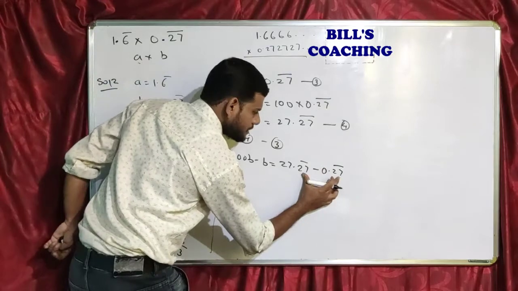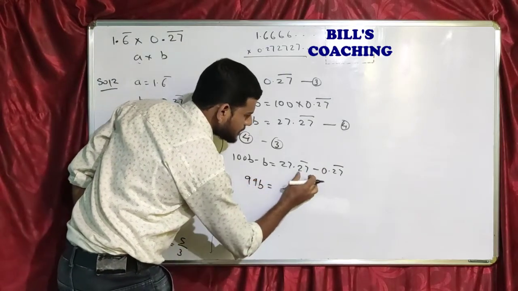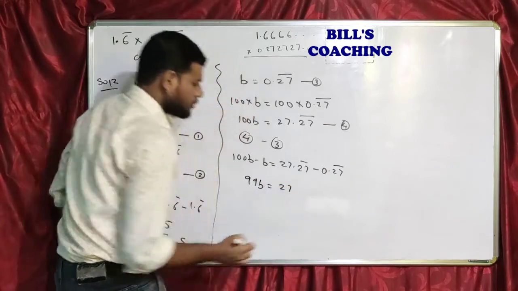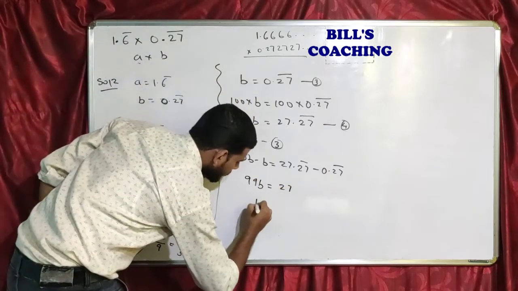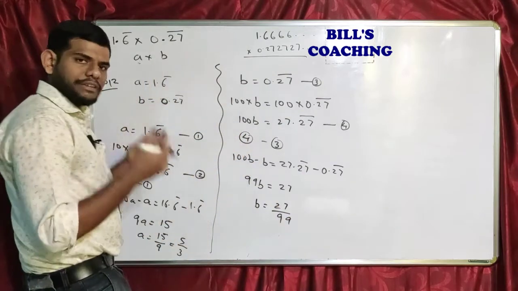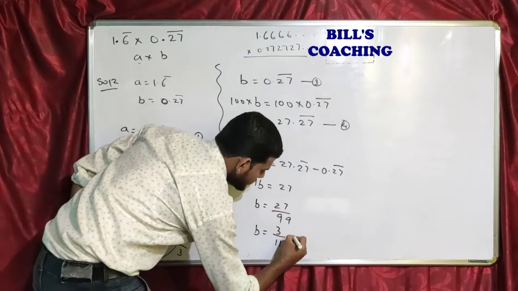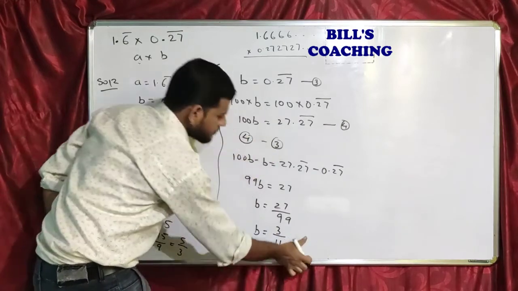When you subtract this, these are the same terms. This will become 99B. These are the same terms actually, so what will remain is only 27. Now we need to divide it. 27 divided by 99. You can divide it by 9. So B will become 9 3s and 9 11s, so B is 3 upon 11.